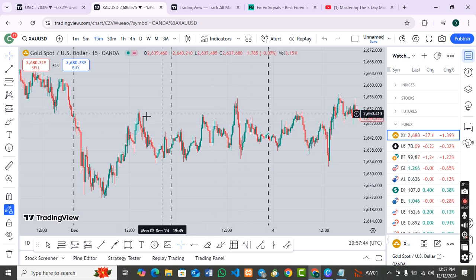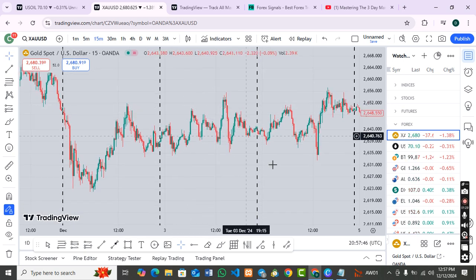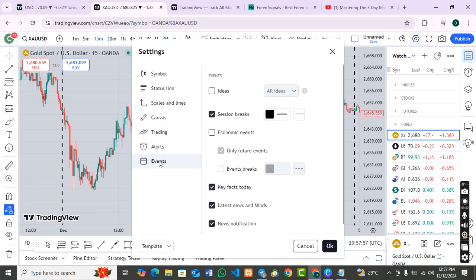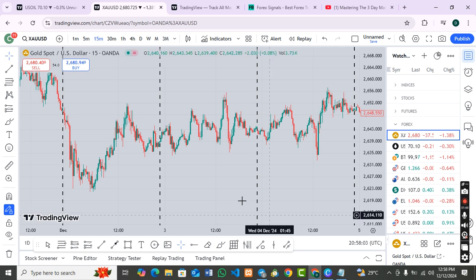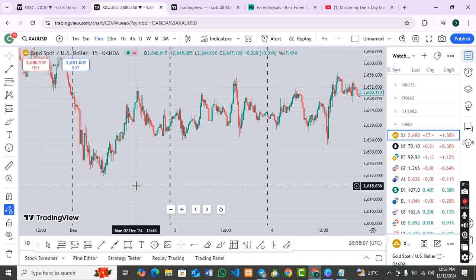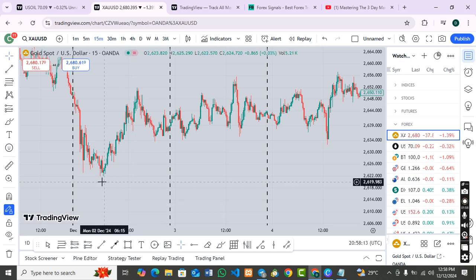The one thing that you're supposed to do, looking at my chart, we have vertical lines over there. Go to settings, then go to events, then go to section breaks. Section breaks, you add that one up. When you insert the section breaks and put the mouse on it, you can see some date over here, Monday 2nd December 11:45, 12:45, and the time intervals as well.